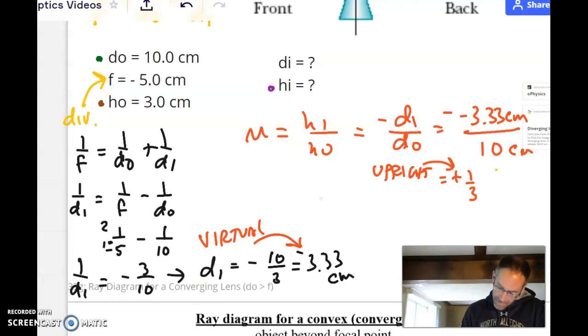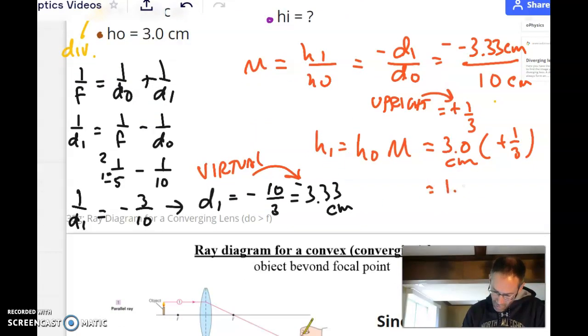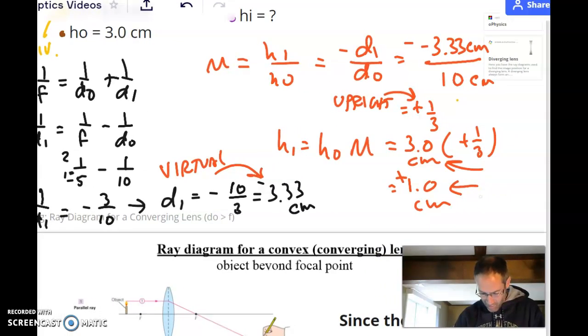Now, what about the HI? Well, it's the HO times the magnification, and so it's 3 centimeters times +1/3, and that looks like that's 1 centimeter. Positive. Positive on that also tells me that it is upright. Now, the last part, because 1 centimeter is smaller than 3 centimeters, I can see that this is a reduced image. I knew that was coming. I saw the picture.